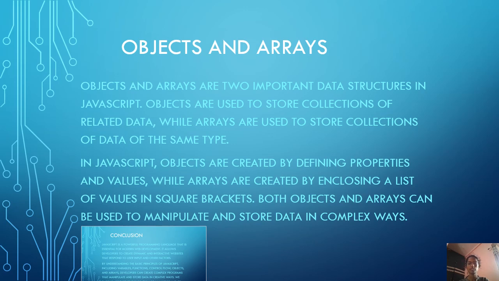In JavaScript, objects are created by defining properties and values, while arrays are created by enclosing a list of values in square brackets. Both objects and arrays can be used to manipulate and store data in complex ways. This is the difference between objects and arrays.